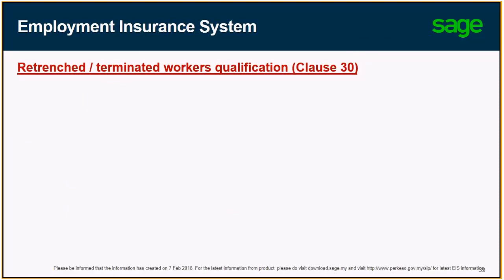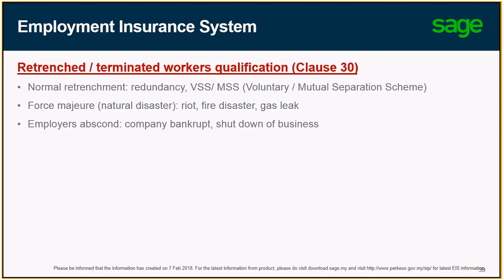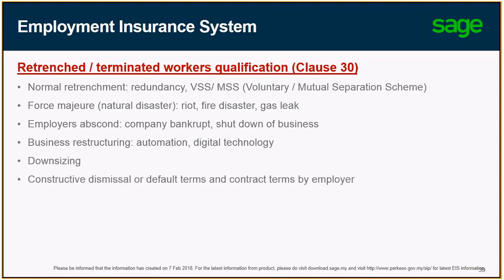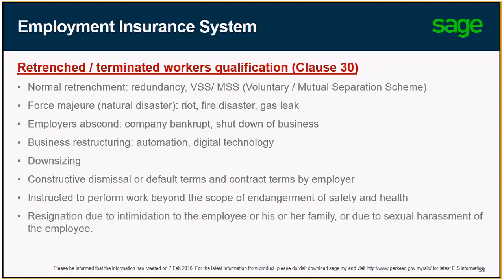Okay, so now let's look at the retrenched or terminated workers qualification. Who is entitled for this, the lost job? A normal retrenchment, redundancy, or a voluntary or mutual separation scheme, or force majeure, maybe due to natural disaster, riot, fire disaster, gas leak, or employer absconding, company bankrupt, shutdown of business due to whatever reasons. Restructuring, automation, digital technology, maybe the company ends up affected. Downsizing, reducing the number of employees. Constructive dismissal or default of terms and conditions by the employer. Instructed to perform work beyond the scope, endangerment of safety and health resulting in employee loss of job, or resignation due to intimidation to the employee or his or her family, or due to sexual harassment of the employee.